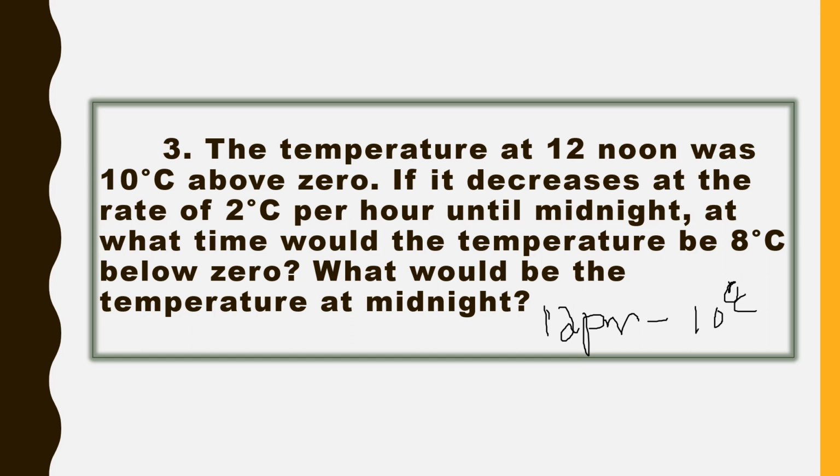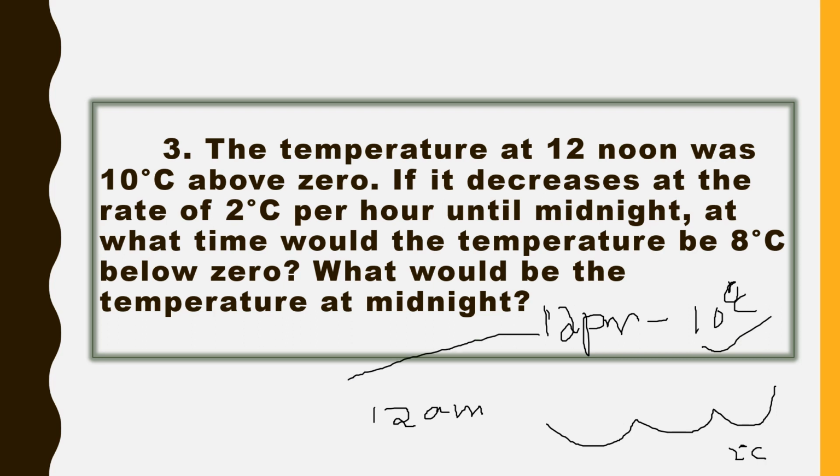Okay. If it decreases at the rate of 2 degrees Celsius per hour until midnight, means until 12 a.m., 12 midnight, every hour the temperature is decreasing by 2 degrees Celsius. So at 12 o'clock in the afternoon the temperature is 10 degrees Celsius, and from 12 in the afternoon to 12 at midnight, every 1 hour the temperature is decreasing by 2 degrees Celsius.